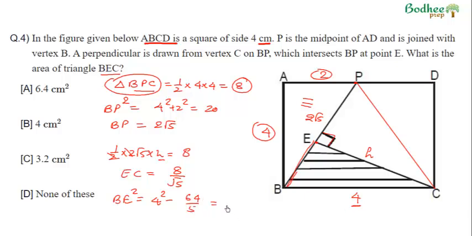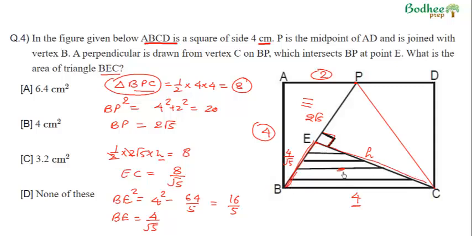Correct? So on calculation, 16 into 5 is 80. 80 minus 64 is 16 by 5. So the value of BE would be equal to 4 by under root of 5. So this length is 4 by under root of 5. So this is the base and this is the height.